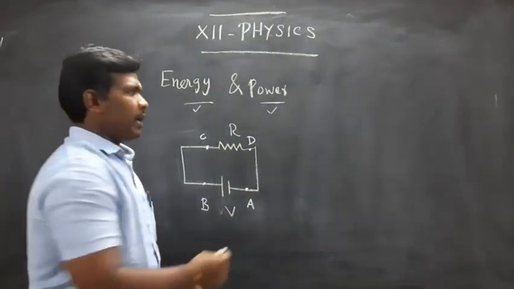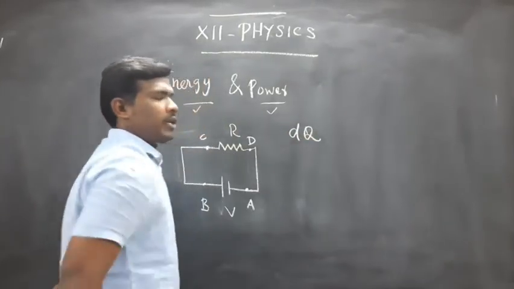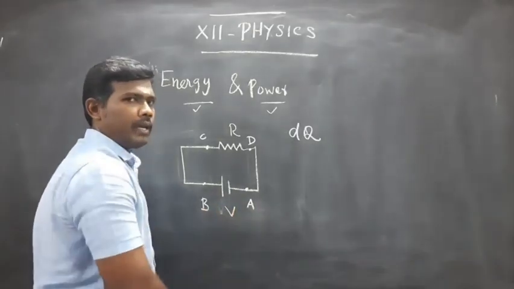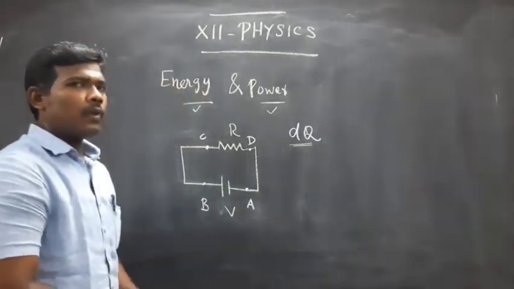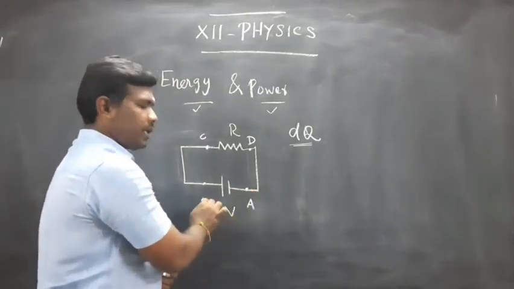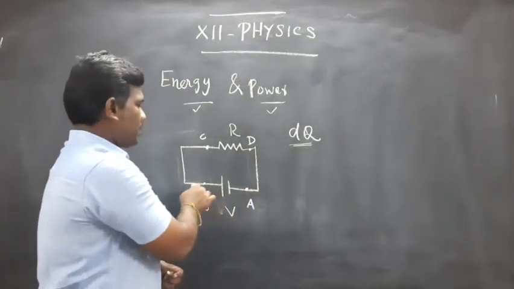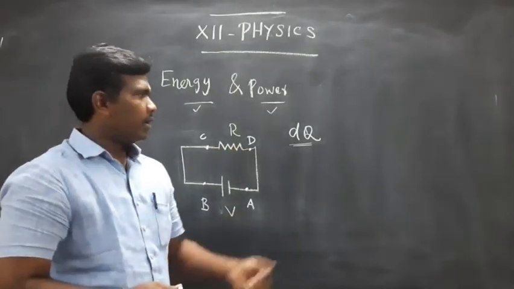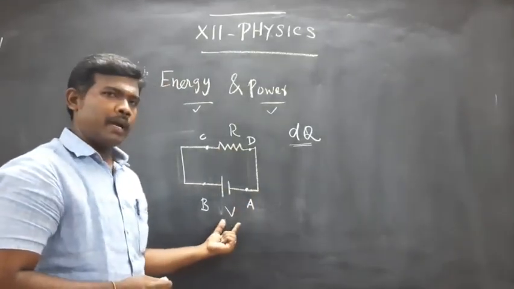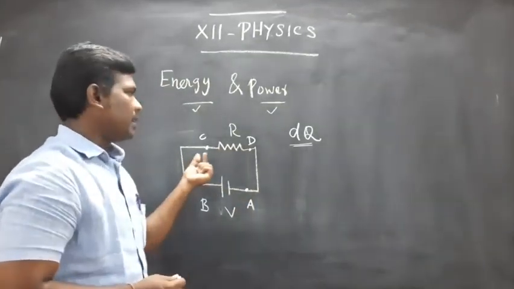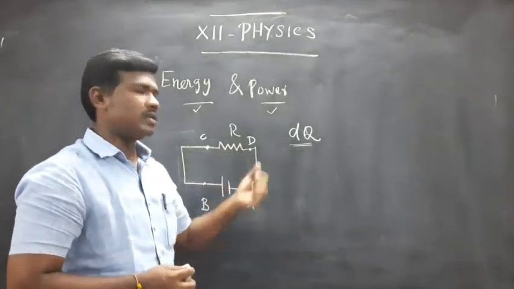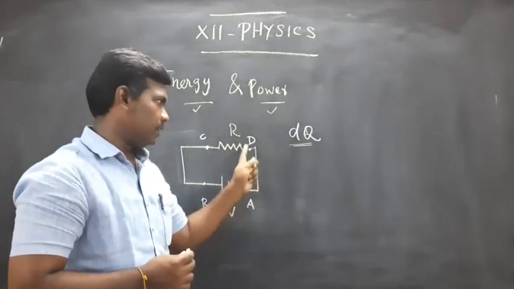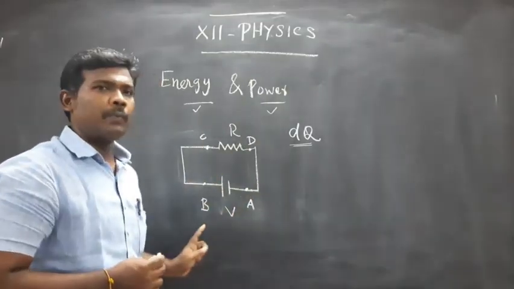If you consider dQ amount of charge, it flows through the battery from point A to B, and after that the same amount of charge flows through the resistor between points C and D. Next, the charges reach point D, and then reach point A again. So this is the complete process.